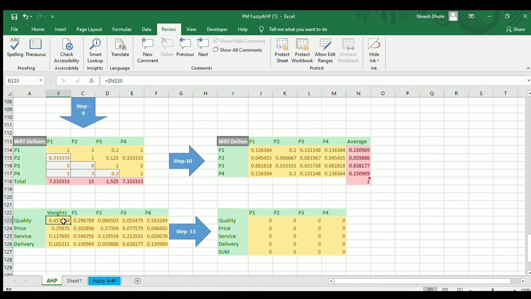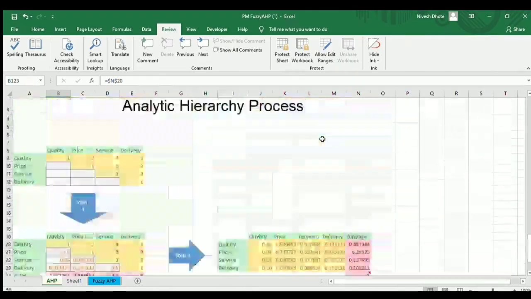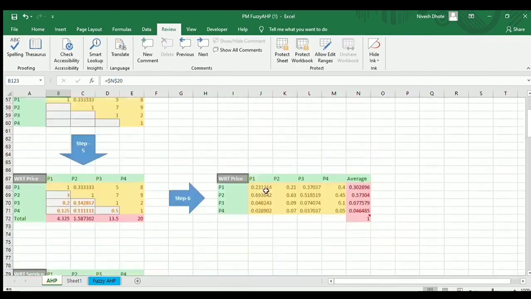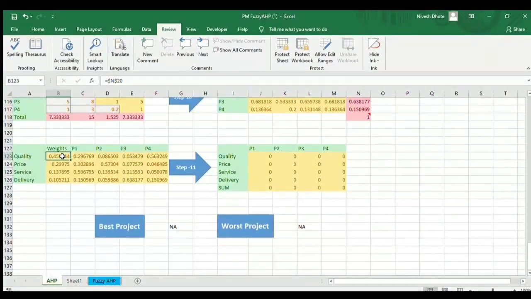After doing this, these weightages are the quality weights that we have found here: 0.45, 0.29, 0.13. So we got the weightage of quality, price, service, delivery itself, and the weightage of quality in projects P1, P2, P3, P4. Now our next step is to multiply the weights of P1 with quality. So what we get, 0.29 into 0.45 is 0.135. Again similarly P2 with respect to quality, similarly P3 and similarly P4.